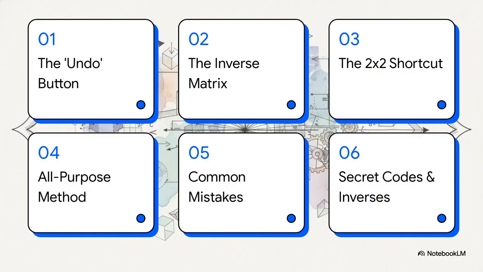So here's our game plan. First, we'll really get a handle on this idea of an undo button for matrices. Then, we'll formally meet the inverse matrix itself. After that, we're going to roll up our sleeves and learn 2 ways to find it, a super quick shortcut for 2x2s, and then the all-purpose method that works for any of them. We'll also cover some common traps to watch out for, and then, for the big finish, we'll see how this is all used to make secret codes.